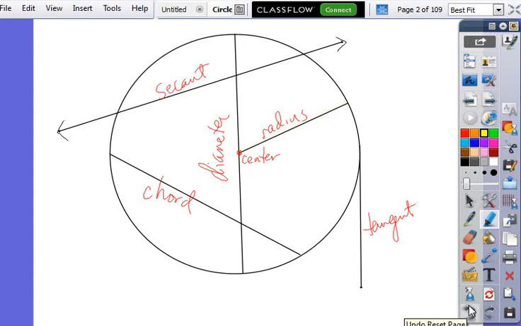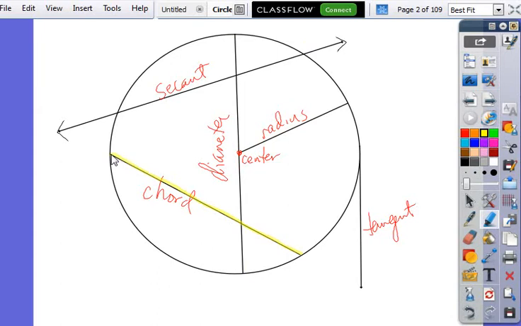Next one is what? Diameter. Yes. A diameter goes all the way across the circle, but the important part is this: it has to go through the center. If it does not go through the center, it is not a diameter. All right. Next one was chord. Chord is on the circle. The endpoints are on the circle.